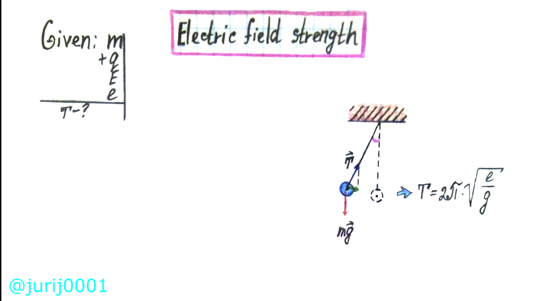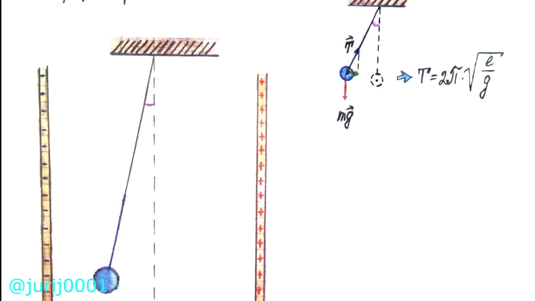As you can see, the oscillation period is determined by the length of the pendulum and the acceleration of free fall. What happens to the oscillation period if the pendulum is lowered between the capacitor plates?